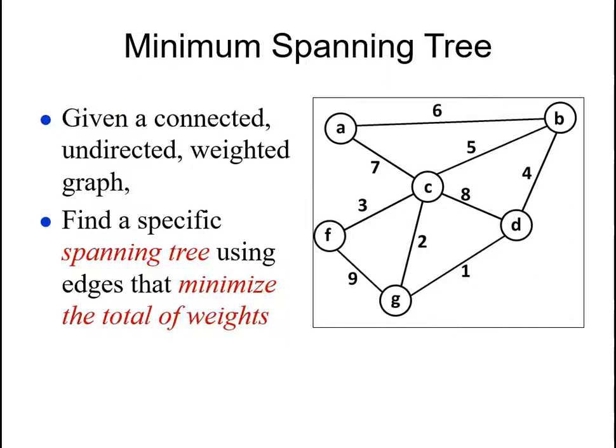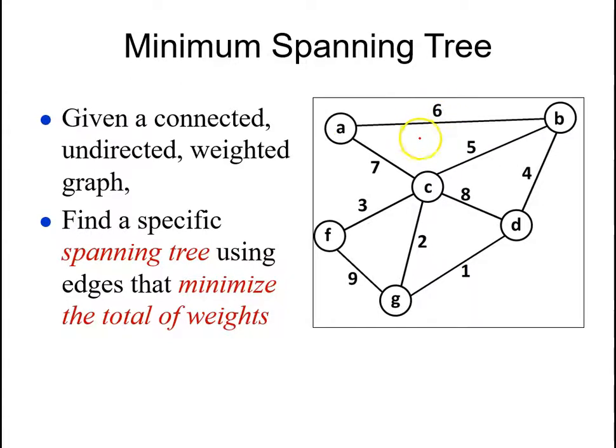Now, we will be interested in not just any spanning tree, we will be interested in a particular type of spanning tree. We will be looking at connected undirected graphs, meaning there will be no specific direction for the connections. They are two-way connections. If vertex A is connected to vertex B, then B is also connected to vertex A, and both edges have the same weight.